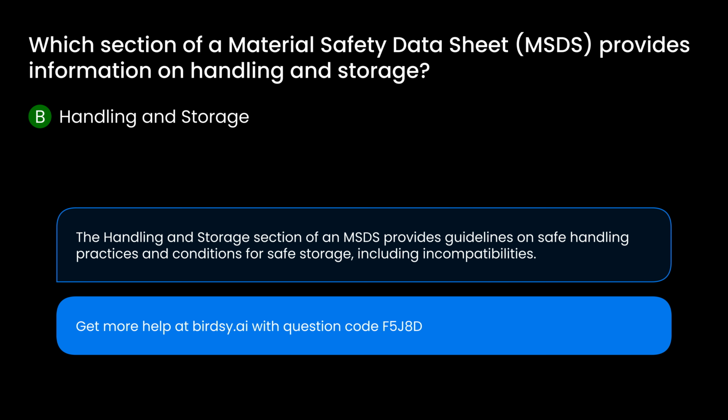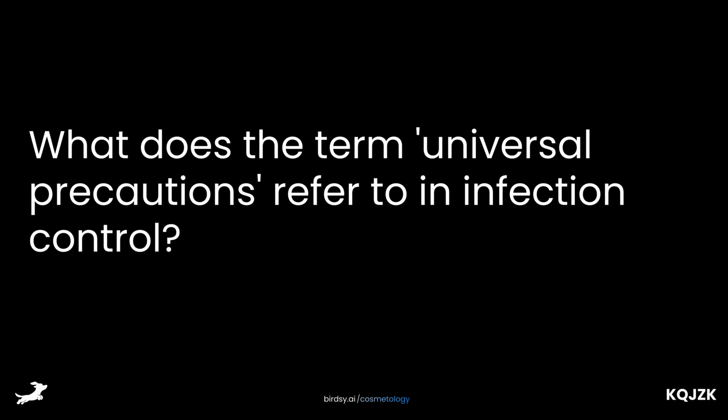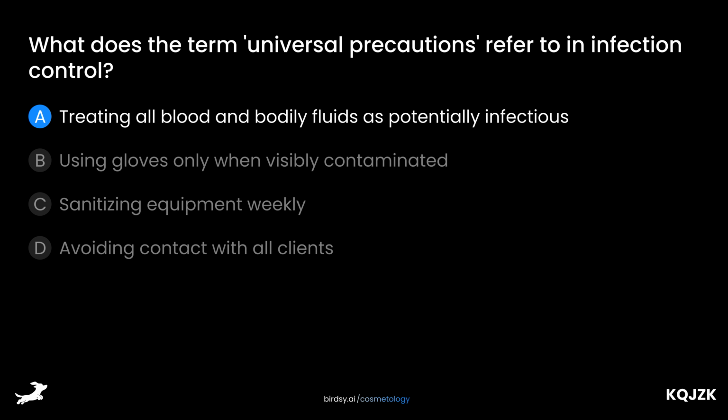The handling and storage section of an MSDS provides guidelines on safe handling practices and conditions for safe storage, including incompatibilities. What does the term universal precautions refer to in infection control? Is it A, treating all blood and bodily fluids as potentially infectious? B, using gloves only when visibly contaminated? C, sanitizing equipment weekly? Or D, avoiding contact with all clients? The answer is A, treating all blood and bodily fluids as potentially infectious.